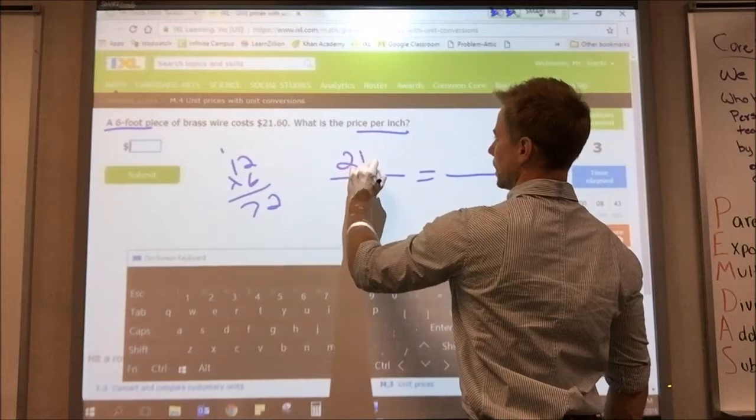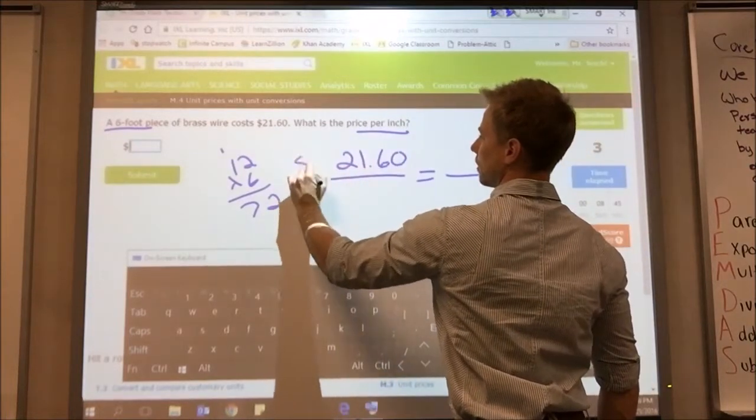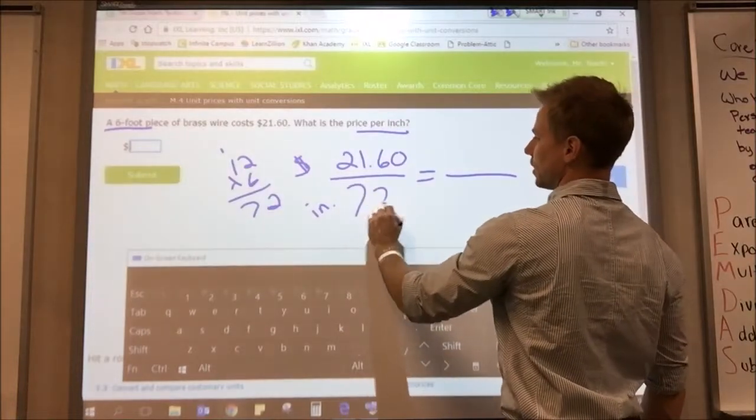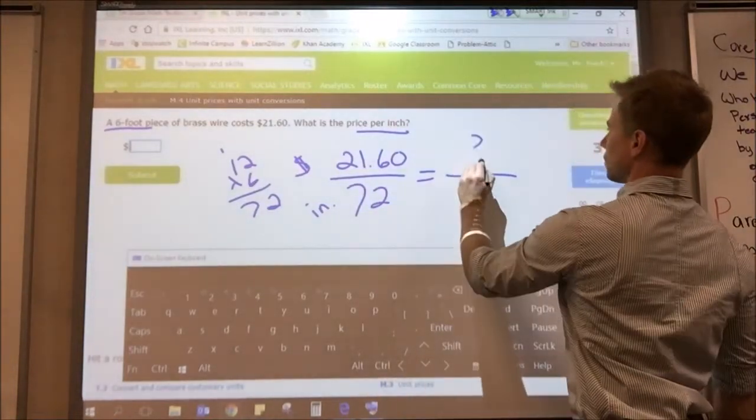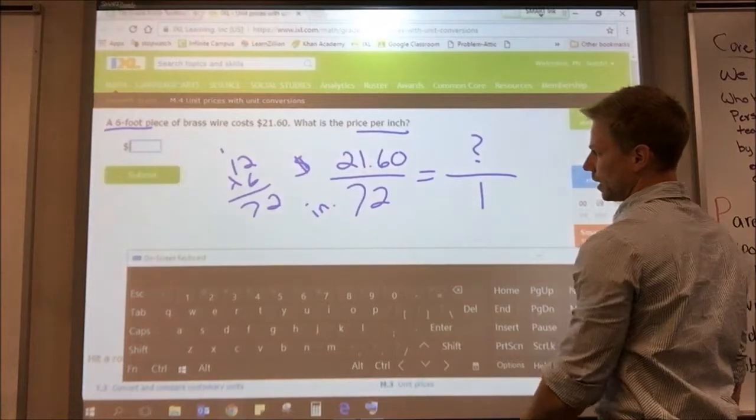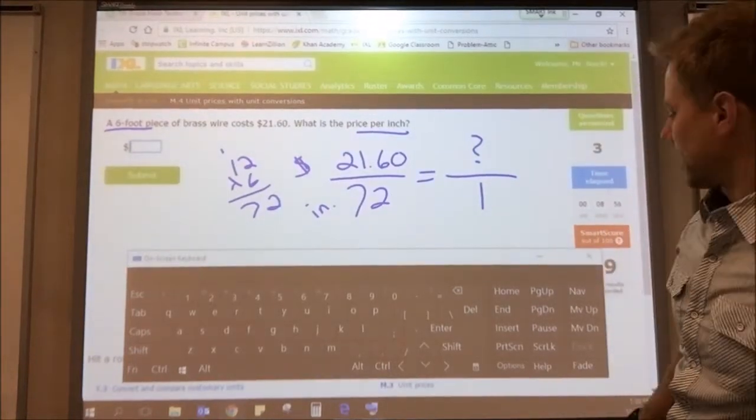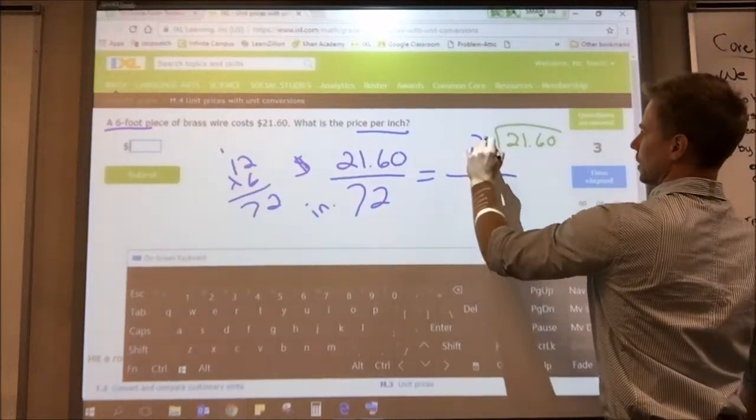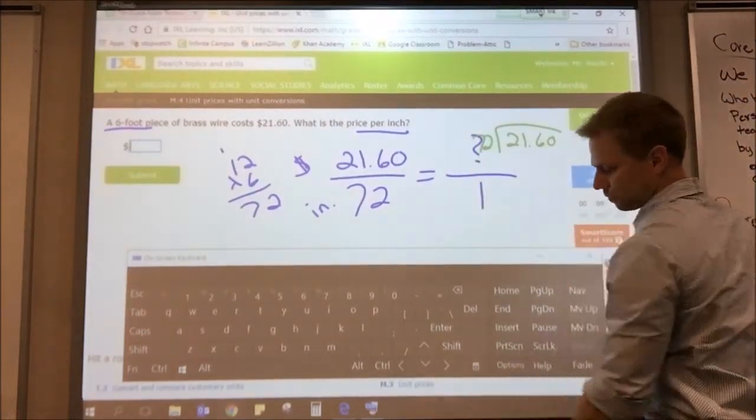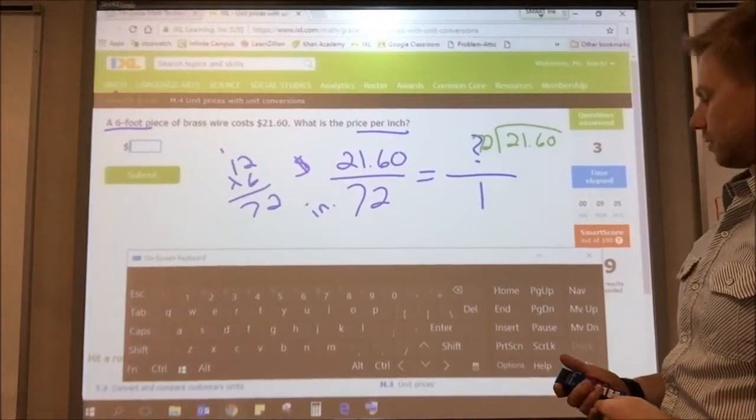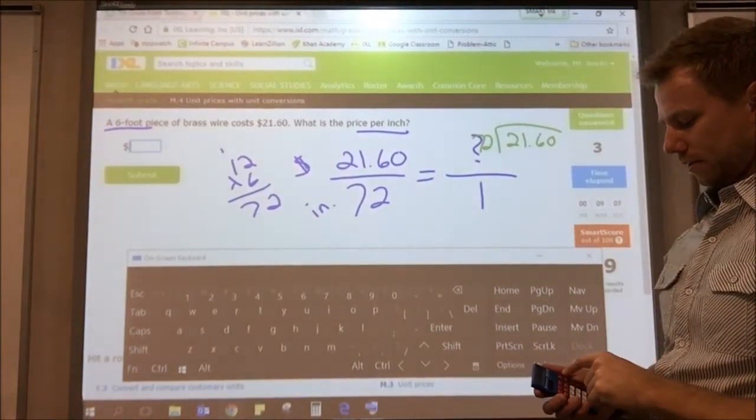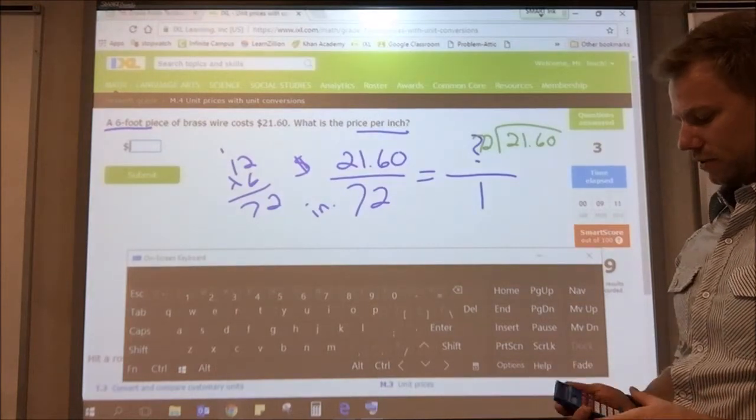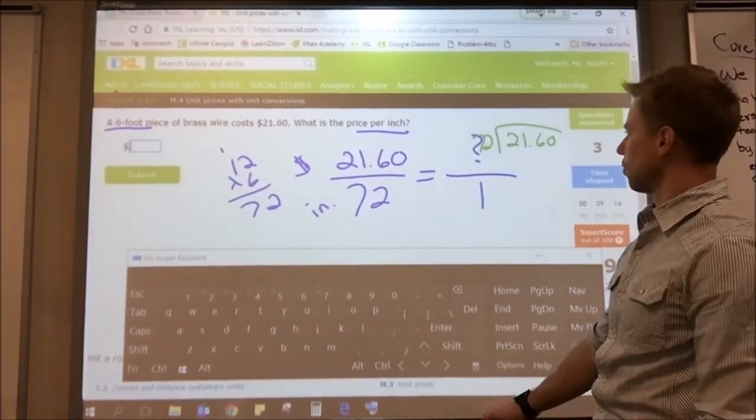Our labels are money and inches. $21.60 is 72 inches. What is the price for 1 inch? So again, we'll divide 2160 divided by 72. Go ahead, use a calculator again to save us a couple seconds. Turns out to be 0.3.